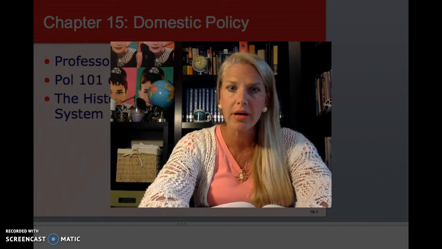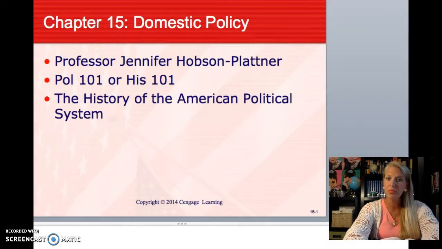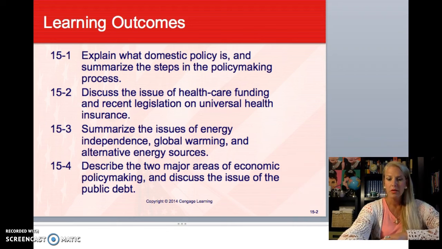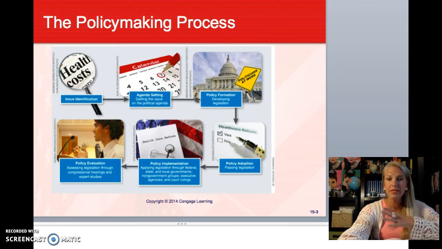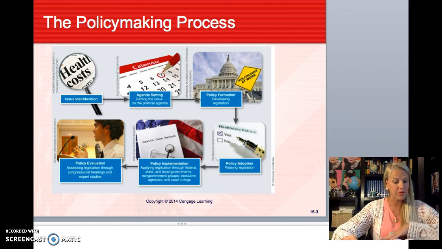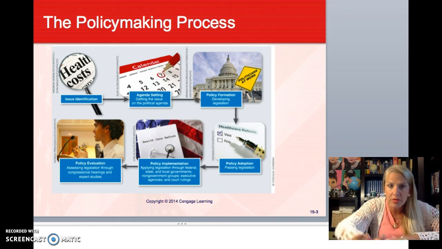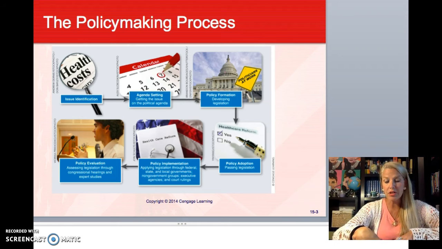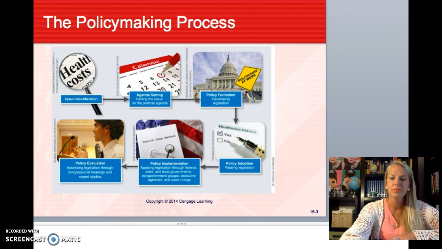We did part one and we got a little ways, and I'm pulling up the PowerPoint. We already discussed our objectives for this chapter on domestic policy, chapter 15. This is a really neat graph on page 337, and it talks about your issue identification. That's really important. Agenda setting, policy formulation, policy evaluation, policy implementation, and policy adoption, which we talked about as well.